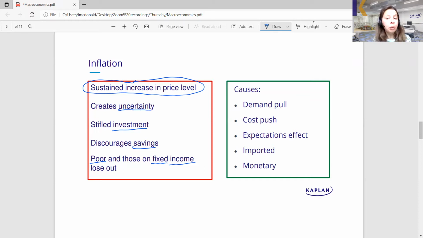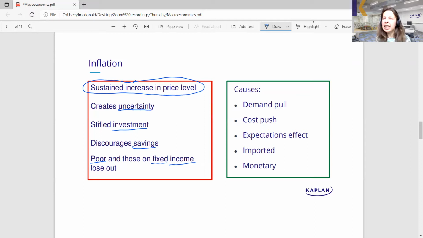Moving on to imported inflation. If you live in a country whose economy heavily depends on imports, when the prices of those imported goods go up, the prices in the country will have to go up to help companies maintain their profit margins. The final type of inflation is monetary inflation.